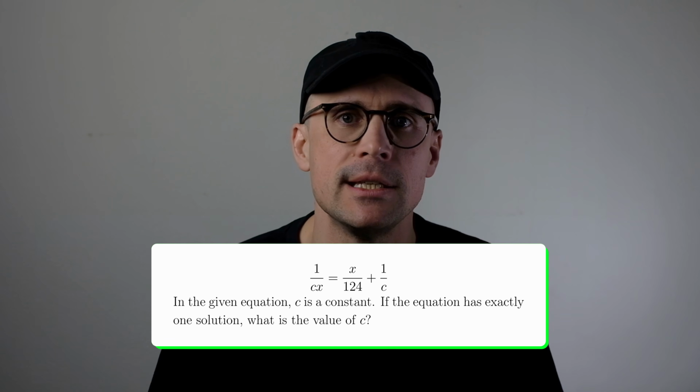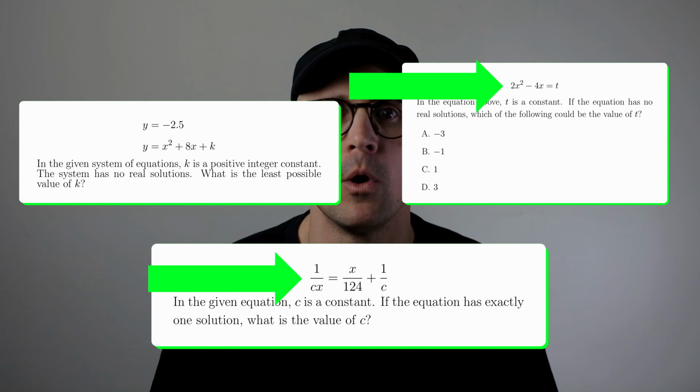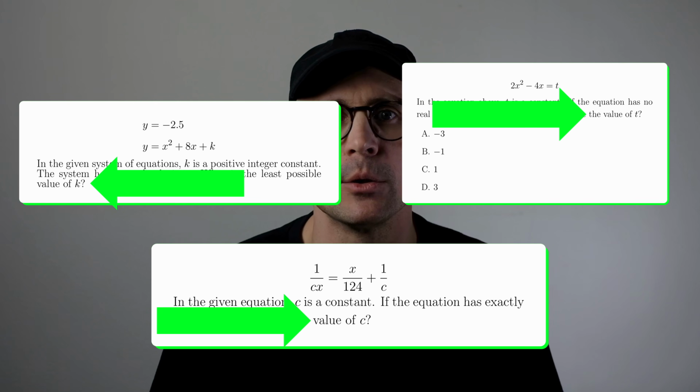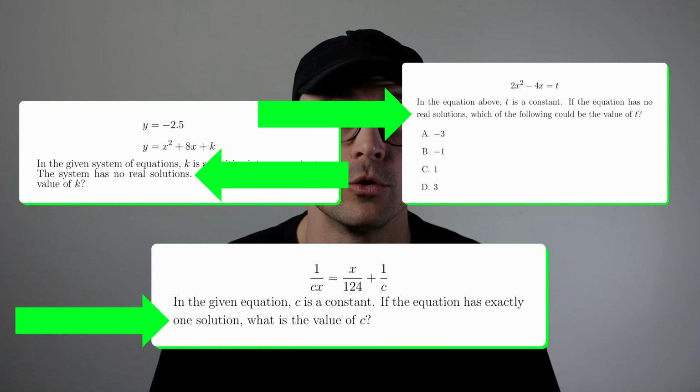Have a look at this SAT question. It is very hard. You probably recognize the type. You are given one or two equations with one unknown constant, and your task is to determine the value of the constant that will give the equation, or system of equations, 0, 1, or 2 solutions.